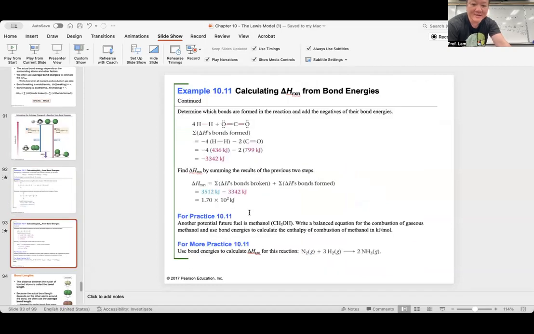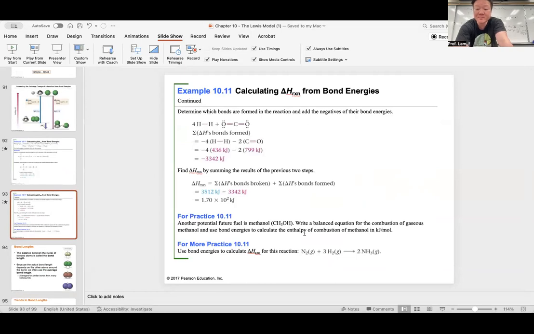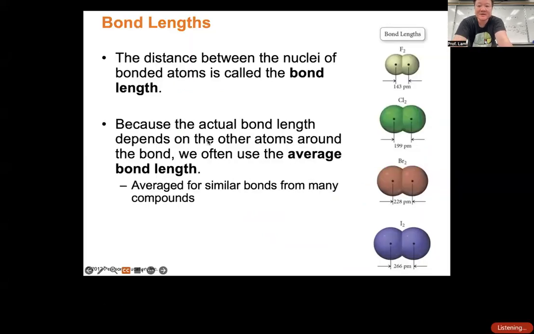Okay, let's see if we got that right. Yep, there we go. So there is more practice for you guys here. Make sure that you do it. There's definitely going to be a problem like this on the exam. Maybe even a couple problems, where you calculate enthalpy of reaction from bond energies. Okay, let's go through these last slides. We're almost done with the chapter.